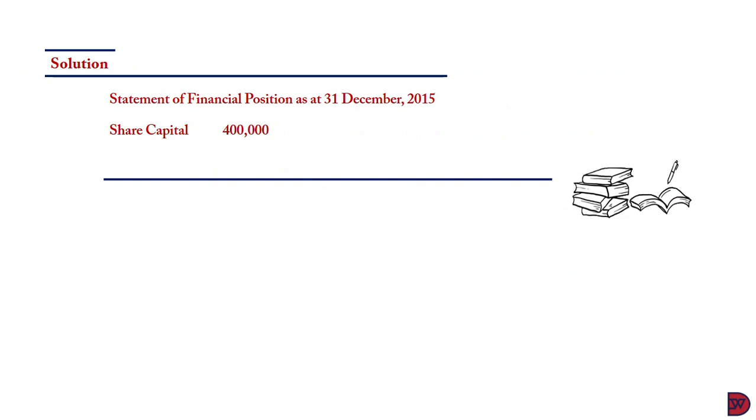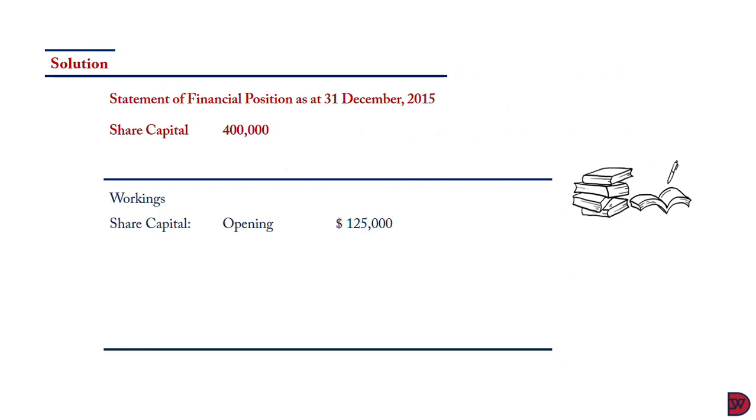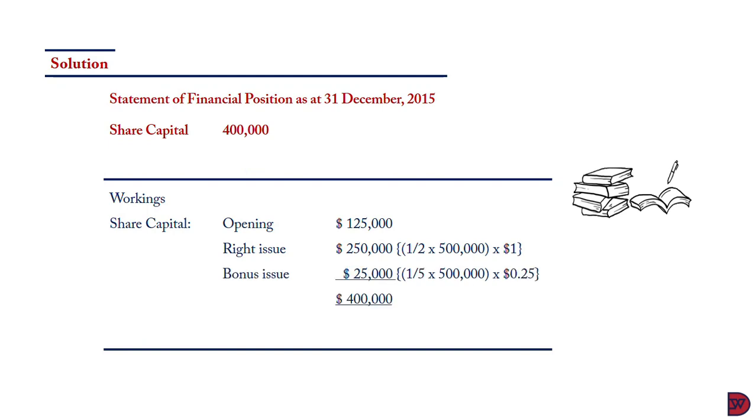So for the solution, the share capital is going to be $400,000, which will be the opening of $125,000. The rights issue was an offer of half of whatever holding a shareholder had. There was 500,000 shares available. Since it was fully taken up, there's going to be 250,000 shares issued. At $1, it's going to be $250,000. The bonus issue, on the other hand, was at a fifth of the total shares available. So a fifth of 500,000 is 100,000 at 25 cents, which will give us $25,000. The share premium account is going to be $75,000, which is the 100,000 stated in the question, reduced by the bonus issue of 25,000 as stated in the question.